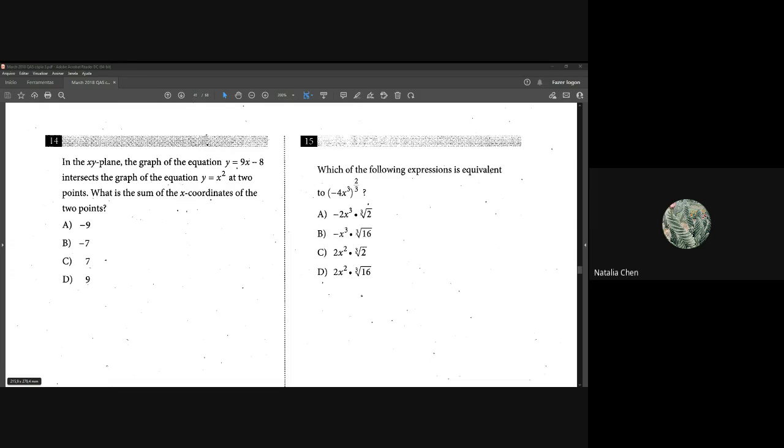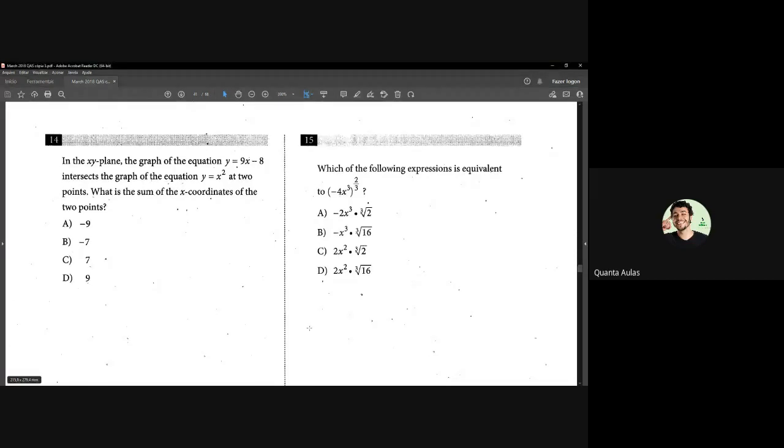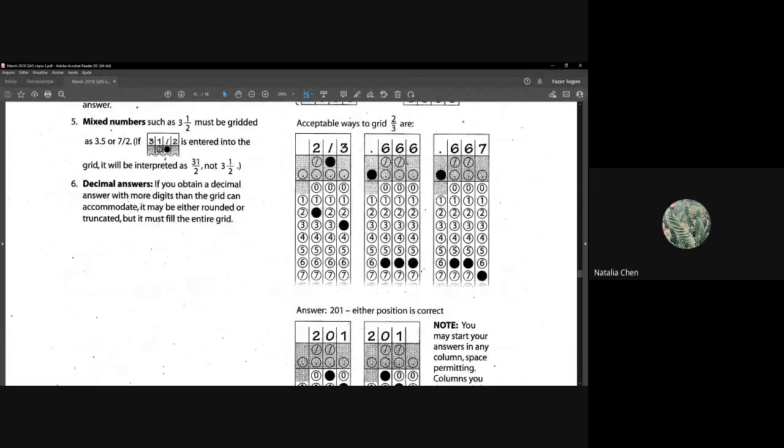Então é só fazer um igual ao outro. X ao quadrado igual a 9x menos 8. Daí fazer x ao quadrado menos 9x mais 8 igual a 0. Pronto. Então tem que ser the sum of the coordinates. Então vai ser a D, 9. 9, exatamente. Tem a outra lá. É, né?